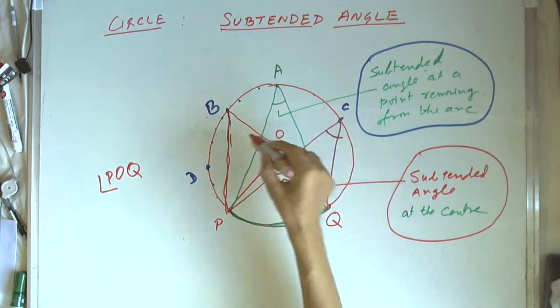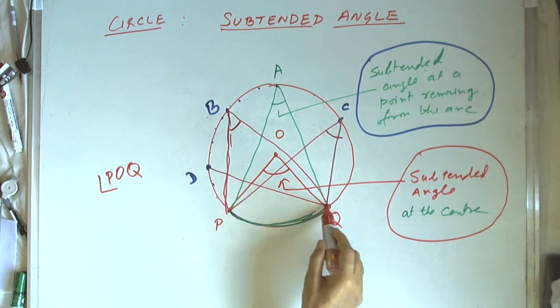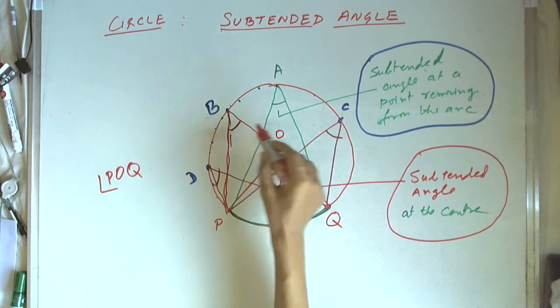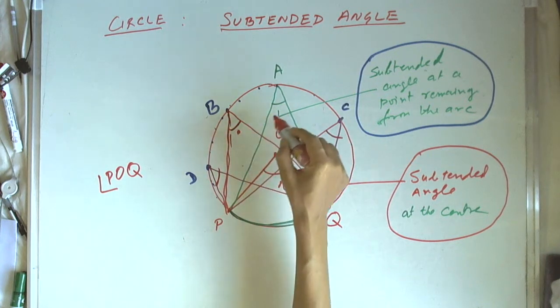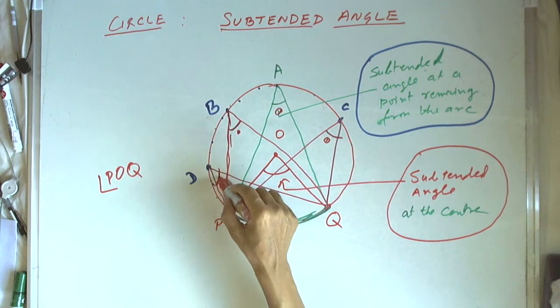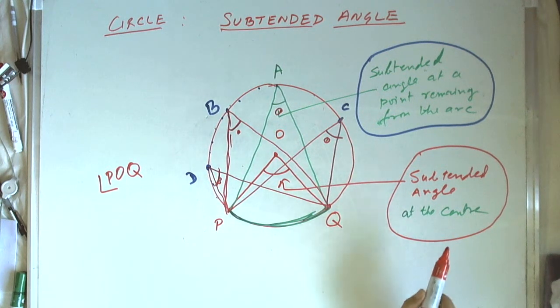So this angle, and also this angle. So we can see this is also a subtended angle, this is also a subtended angle, this is also subtended. So the subtended angle at the center will be one and only one, and it will be a unique angle.